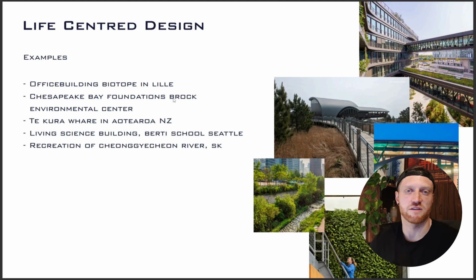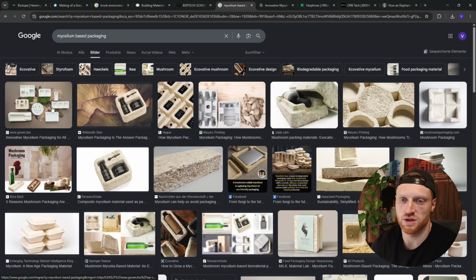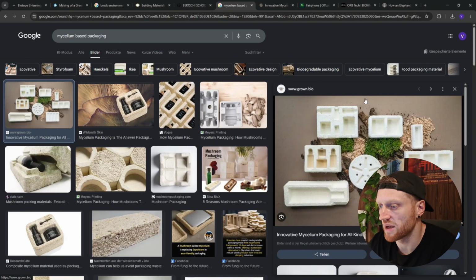But I also wanted to see if I can find examples that are not architectural but are of other nature. And here are some other examples. For example, mycelium-based packaging. We have the Fairphone and other things. Let me go through some of the examples online so we can check right away. So this is, for example, some packaging made from mushrooms, more or less, mycelium, right?